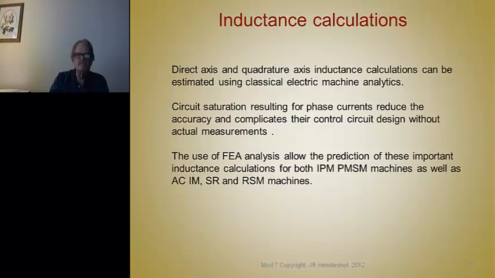But as soon as the permeability of the magnetic circuit starts to change, now your inductance values aren't accurate anymore. So the only way to predict D and Q axis inductances in a saturated circuit is using finite element analysis. And this becomes very important in all three of these machines because of the popularity of D and Q axis current control.